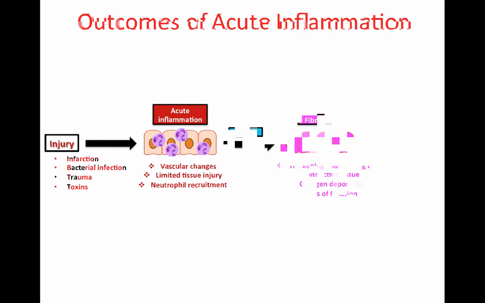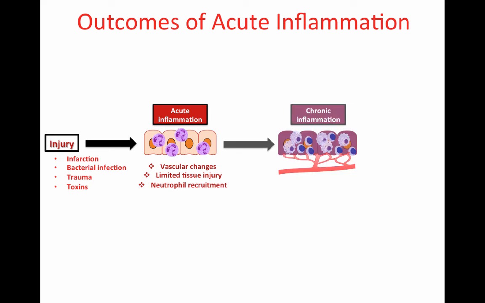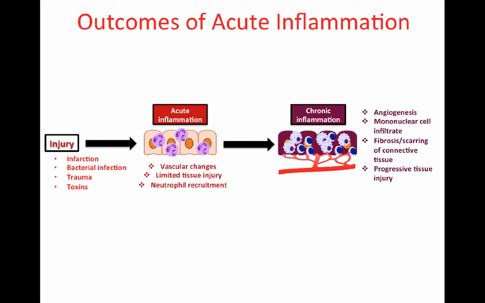Finally, acute inflammation can progress to chronic inflammation. In chronic inflammation, there is angiogenesis, or formation of new blood vessels, mononuclear cell infiltrate, fibrosis or scarring of connective tissue, and progressive tissue injury.